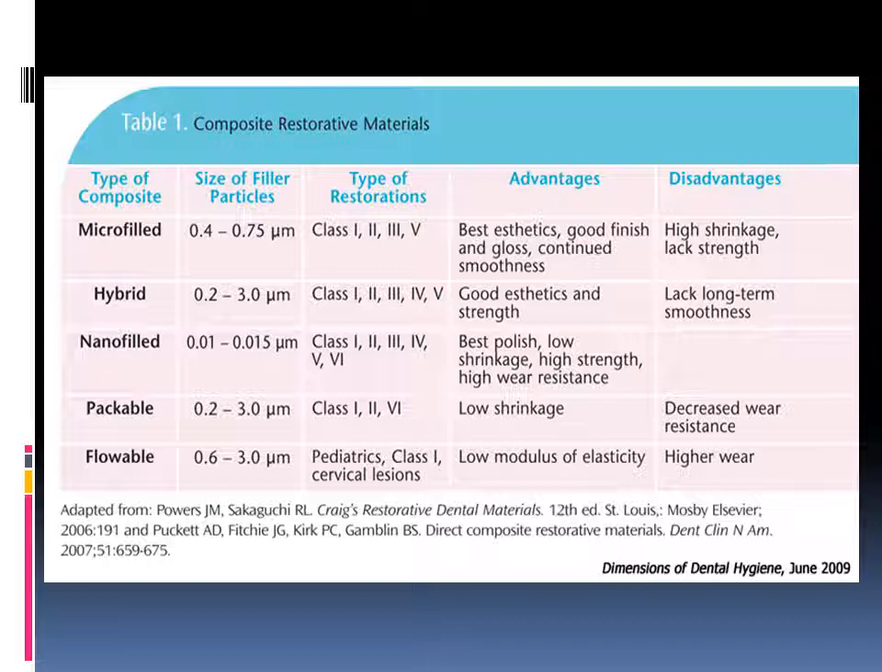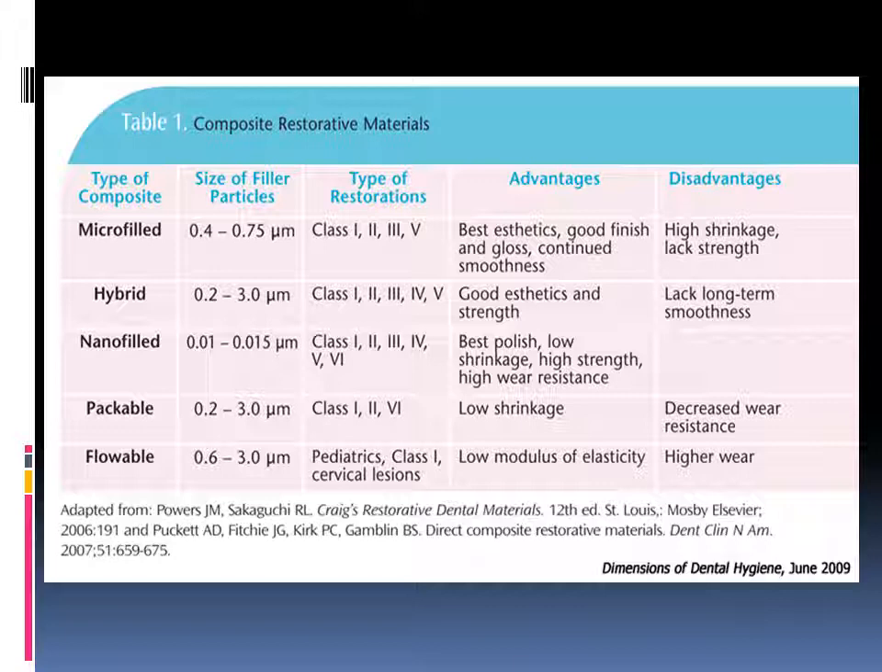Hybrid. So basically, the size of filler particles is 0.2 to 3 micrometer. It can be used from class 1 to class 5 cavities. Good aesthetics as well as strength. But the disadvantage is that over time it tends to lose the smoothness. Then the nanofill, 0.01 to 0.0015 micrometer, again used for class 1, 2, 3, 4, 5, and 6. Best polish, low shrinkage, high strength, and high wear resistance. Till date, there have been no disadvantages reported compared to the other composites.